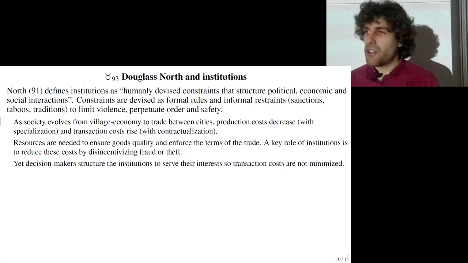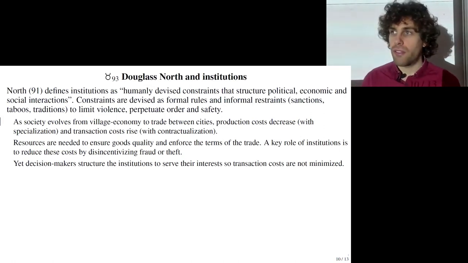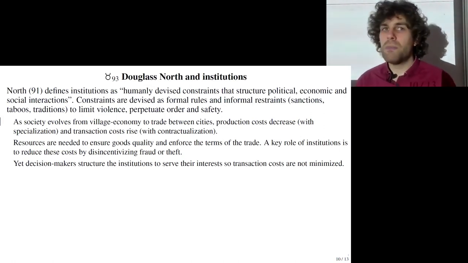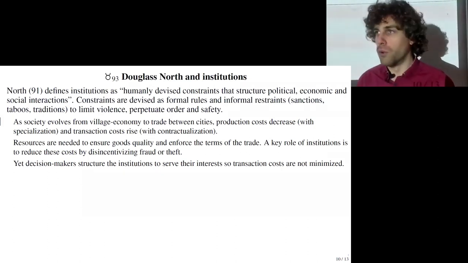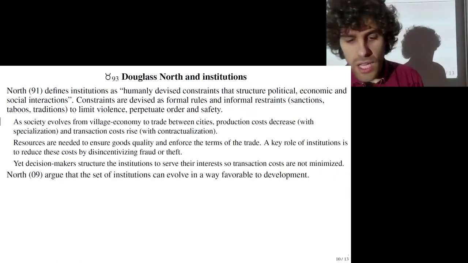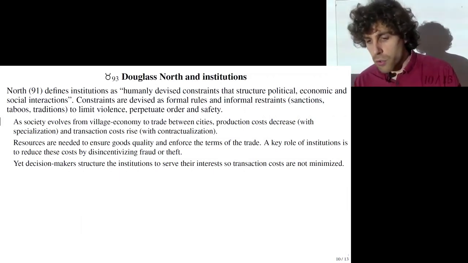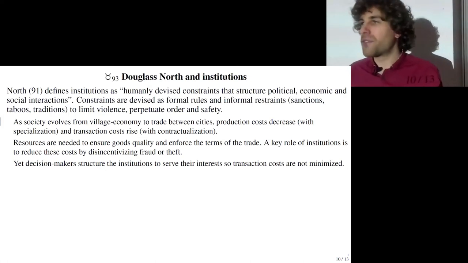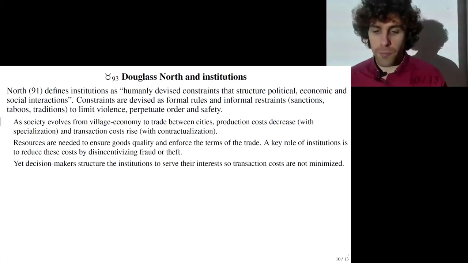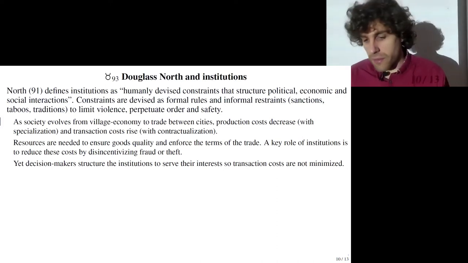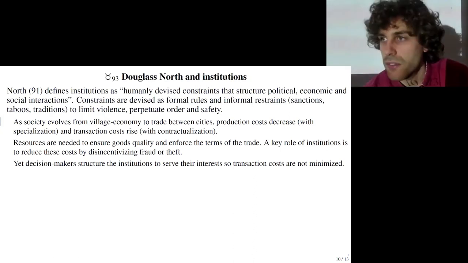The problem is that decision makers structure the institutions to serve their own interests. So transaction costs are not minimized because you have to pay your rent to the government, to the rulers. Now, the rulers have an interest to maintain order, to keep their rent going. And this is what creates some stable institutions. Other questions?